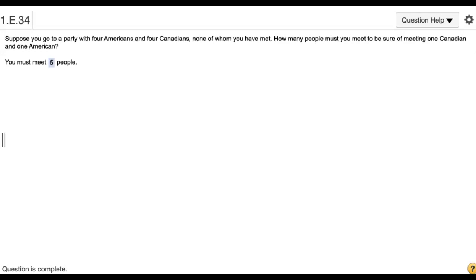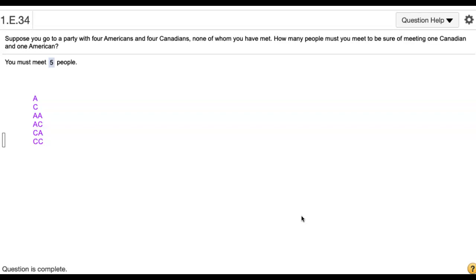And I want to just use A and C for American and Canadian and write out some different possibilities. I could start with meeting just one person. If I meet just one person, there are 2 possibilities. I'm either meeting an American or a Canadian. Then I could meet maybe just 2 people. If I meet 2 people, I'm either meeting 2 Americans, an American and a Canadian. If order matters, I could say a Canadian, then an American, or 2 Canadians.